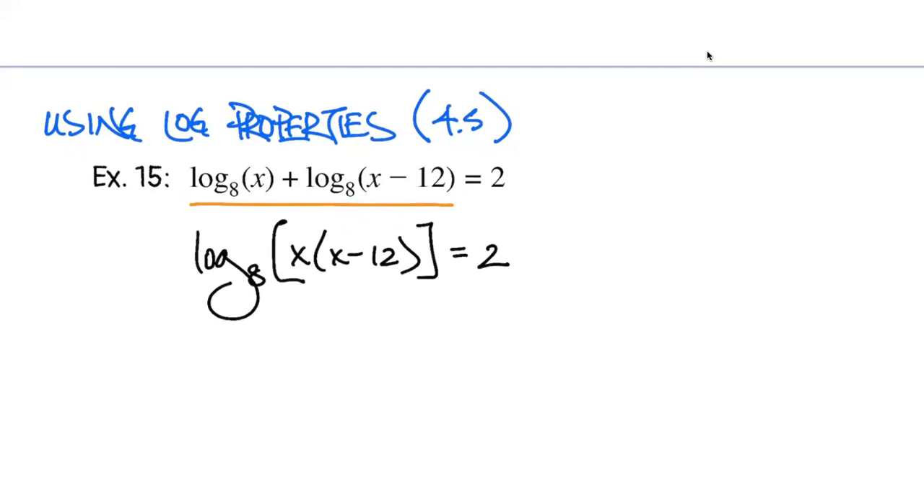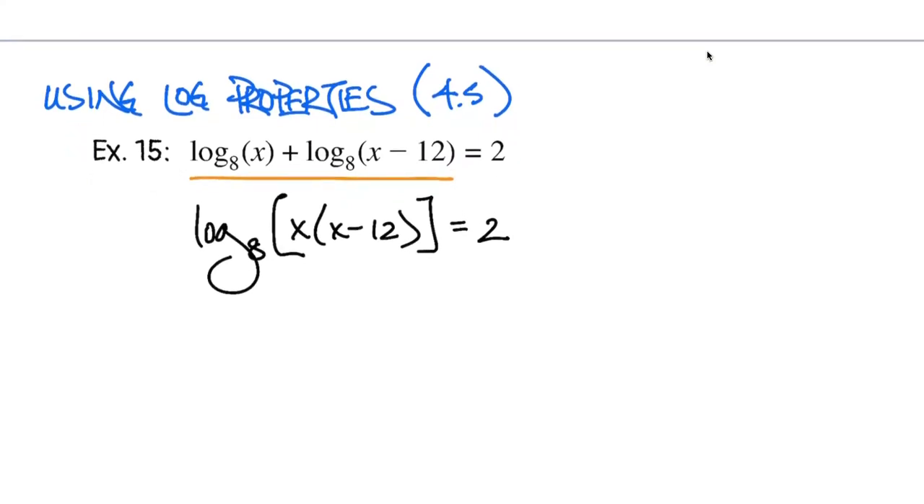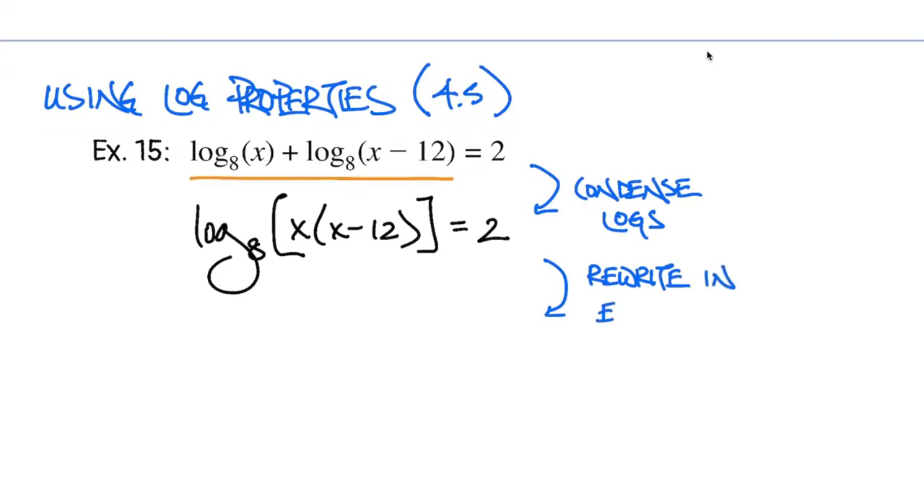All right. As soon as I have this in a single log, note we might leave for ourselves, we're going to condense logs. As soon as we have it as a single log, guess what we can do? Now it's just like all the other questions we looked at. We're going to rewrite in exponential form.